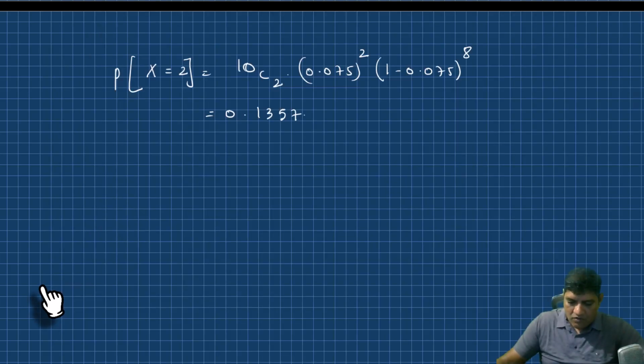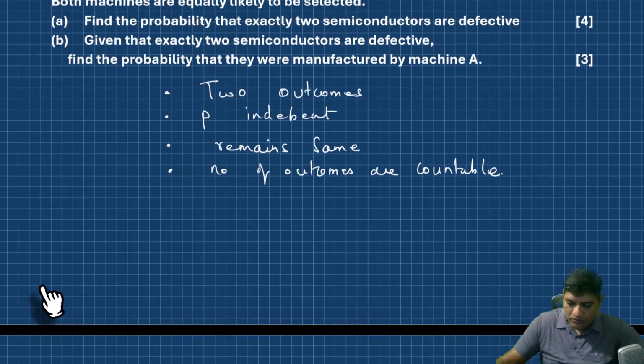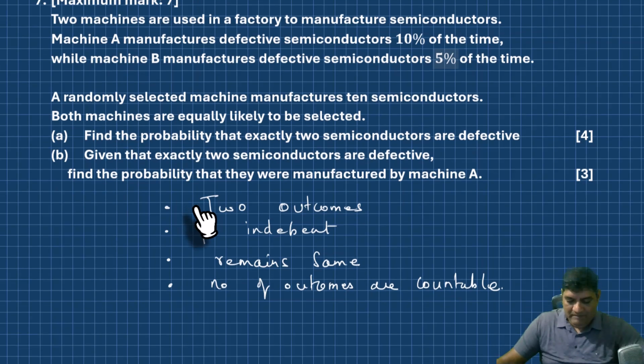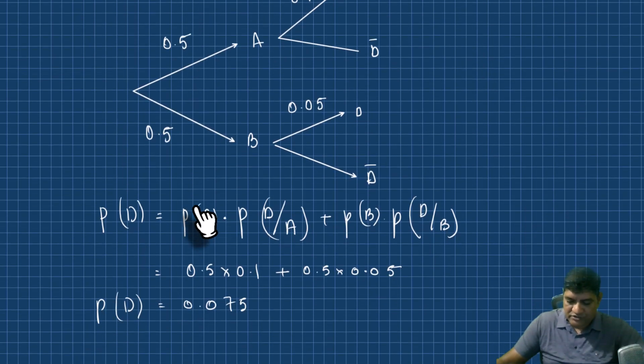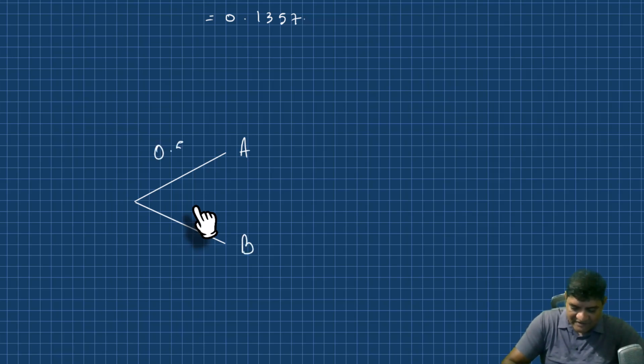All right, now after finding this out, I will be proceeding to find the value for part B. So this is one way of approaching part A. The other way of approaching part A is to take the same tree diagram where I'm calculating the probability of choosing machine A and machine B. That probability is still going to be 0.5, and it is going to be 0.5.